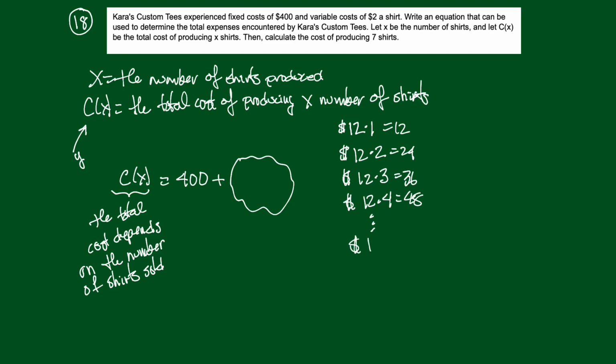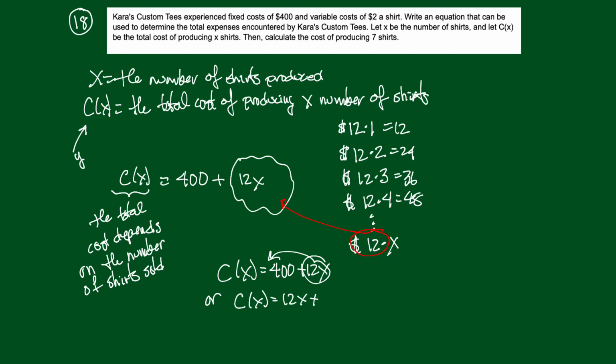Can you see what this is going to be? It's $12 times what? It's the number of shirts that you sell. So it's $12 times the number of shirts you sell. That's exactly what we're going to put in here. All right, so what goes in there is 12x. So there's our equation. C of x is equal to 400 plus 12x, or better yet, put the variable out in front. I'm going to write it this way. C of x is equal to 12x plus 400.